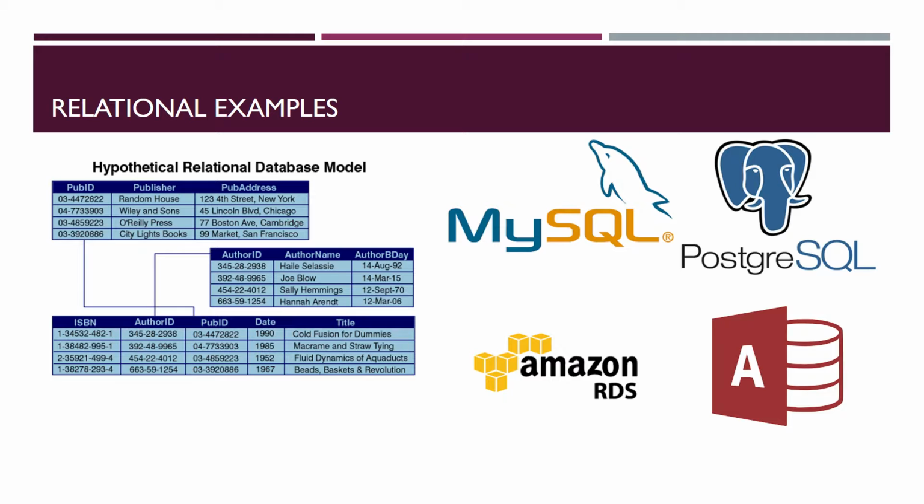Here are some examples. On the left is an example of a relational database. There's the book with its book ID, and then it has the author ID and the publication ID, and that links to the different tables, and then it has Cold Fusion for Dummies, and so on. And then here's the common software used for relational databases.